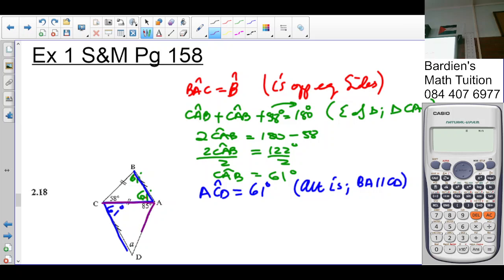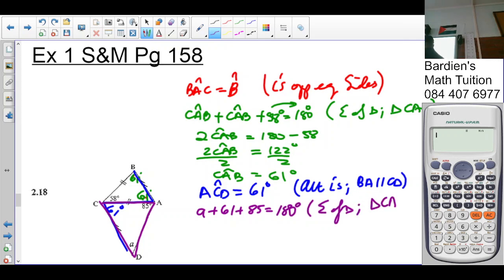Now it's sum of angles in a triangle. Not so? So you said A plus 61 plus 85. You're all quiet, but you did the sum yesterday with Ms. Carras. Sorry? And the reason here is sum of angles in a triangle, it is triangle CAD. So A is equal to 180 minus 85, which is 95, minus 61, which is 34 degrees.